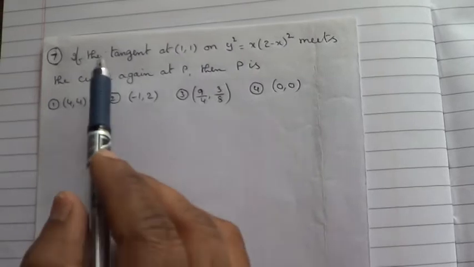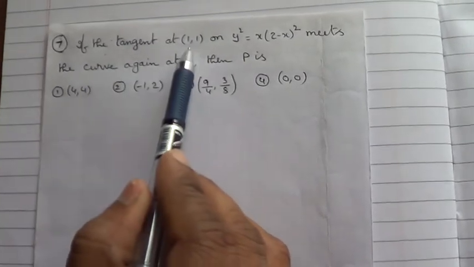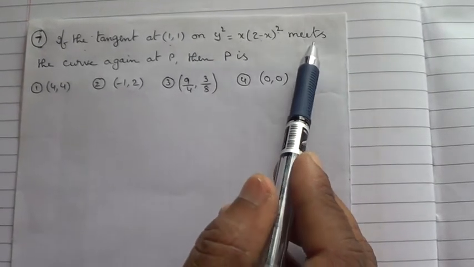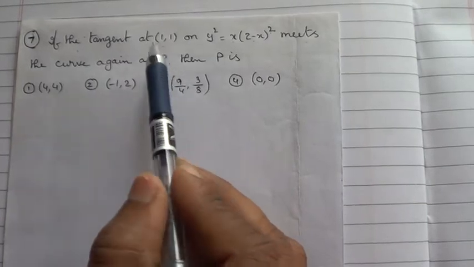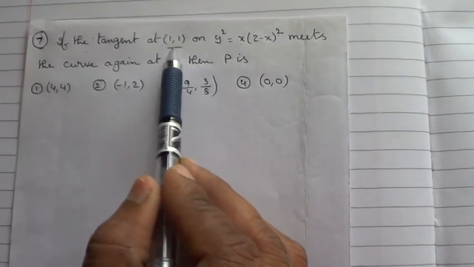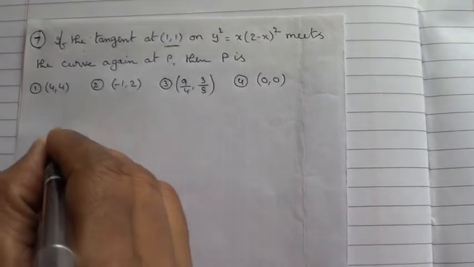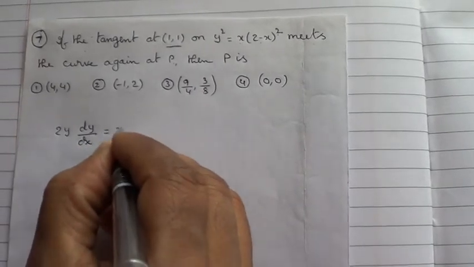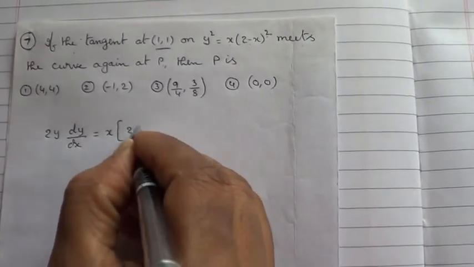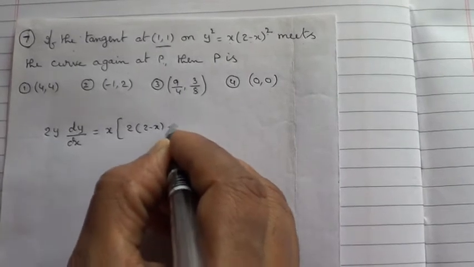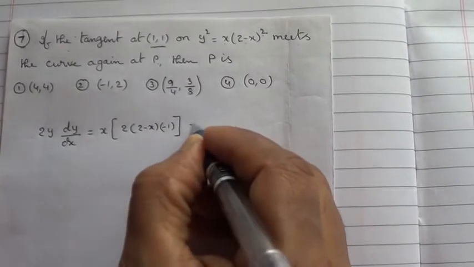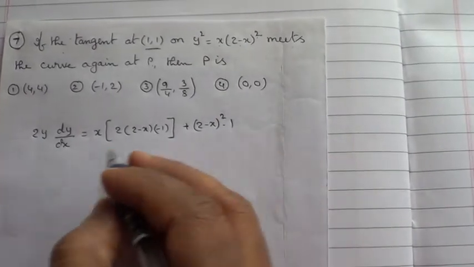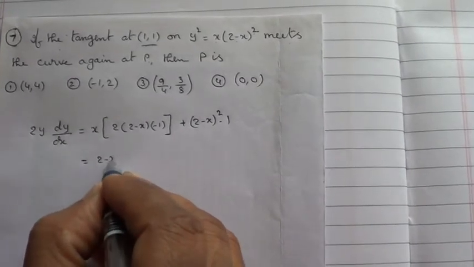So the question is given like this: if the tangent at 1 comma 1 to the curve y square is equal to x into 2 minus x whole square meets the curve again at p. Okay, first of all we will find the equation of the tangent at the point 1 comma 1. So differentiate this. 2y into dy by dx is equal to x into its differentiation 2 into 2 minus x, inner function differentiation is minus 1, plus 2 minus x whole square into x differentiation is 1. Now we can take 2 minus x common.